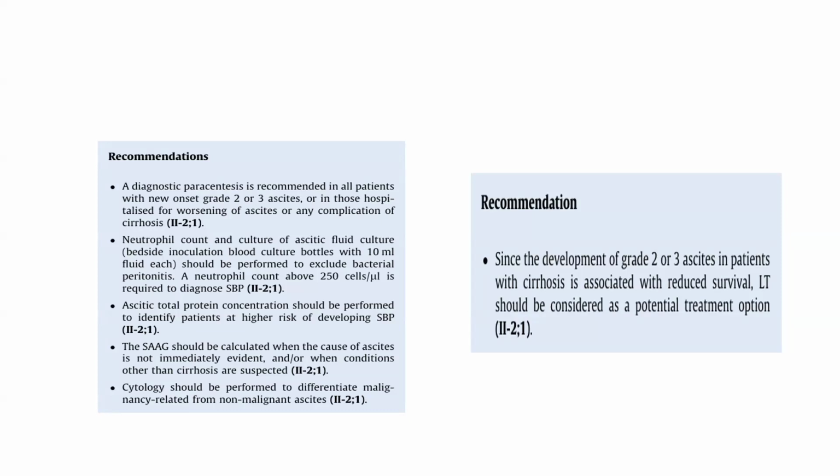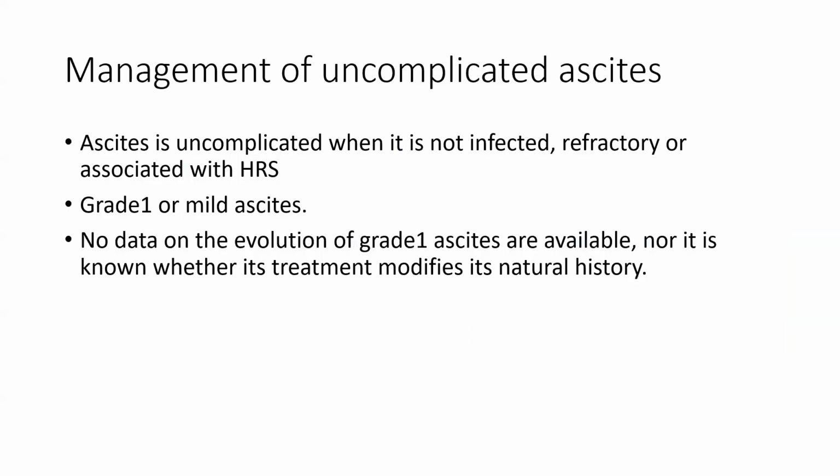Portal hypertension is there or not. Then cytology to differentiate between malignant ascites and non-malignant ascites. Since the development of grade 2 and 3 ascites in patients with cirrhosis is associated with reduced survival, liver transplant should be considered as a potential treatment option.